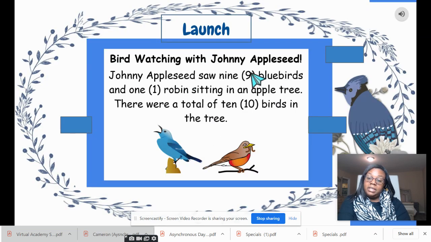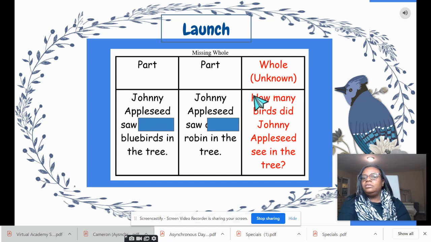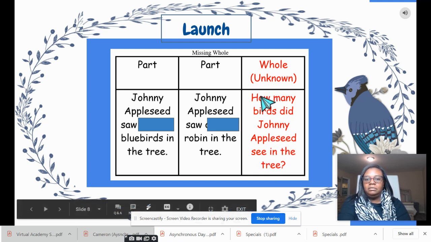So here is a word problem that we're going to launch the lesson with. Bird watching with Johnny Appleseed. Johnny Appleseed saw 9 bluebirds and 1 robin sitting in an apple tree. There were a total of 10 birds in the tree. So we know that in this particular diagram, we have the parts and the whole unknown. We have the two parts covered up, so that means that we are solving for the whole unknown. We don't know what that is, so we call that the unknown. How many birds did Johnny Appleseed see in the tree?